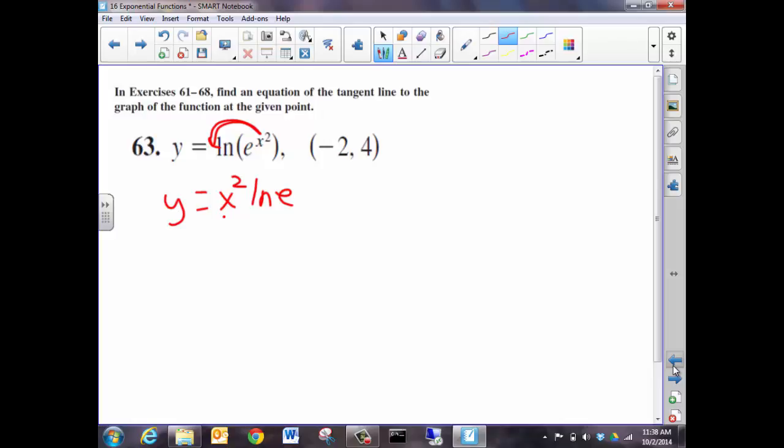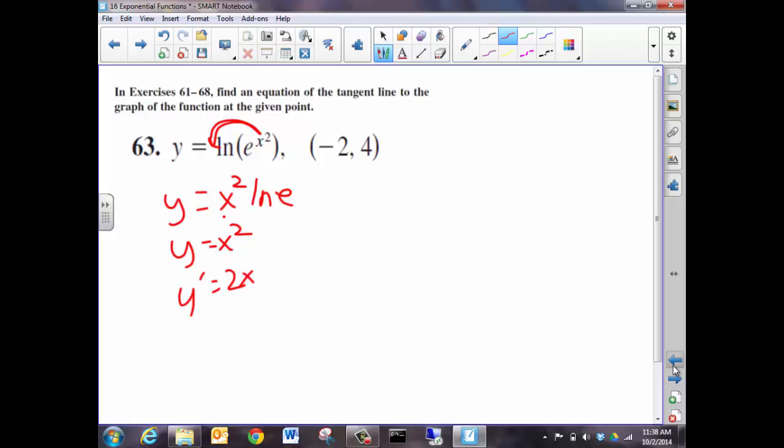Because let's chase this for a second. If we did this, what would happen? ln e is 1, so we just get y equals x squared. So what's y prime? 2x. Now let's do it right quick without doing that. Yes, ln of e is 1. Let's do it without doing that.